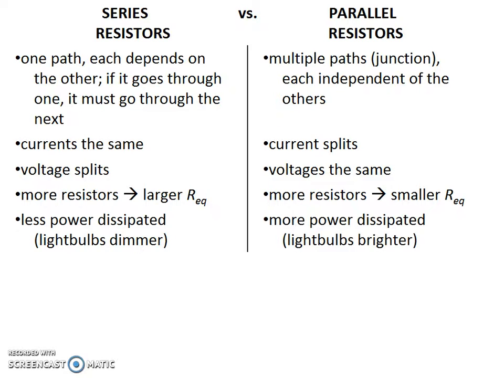For parallel, there's more power dissipated. Light bulbs are brighter. Look at the individual light bulbs, the individual resistors. It's the same resistors in problems 9 and 10, in series or parallel. Look at the individual powers generated. You should see there's a lot less power in the series connection, a lot more power in the parallel connection. They're brighter in parallel, they're dimmer in series.